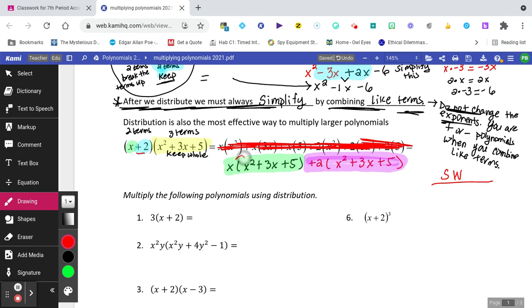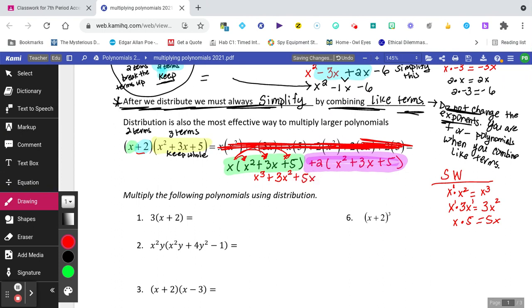So I'm going to take x and multiply by x squared. Put your imaginary 1. So that's x to the 3rd power. Then x times positive 3x. Put your imaginary 1. So that's 3x to the 2nd power. And then x times 5, which is pretty easy. That's what you're used to. That's 5x. So this becomes x to the 3rd power plus 3x squared plus 5x, guys.